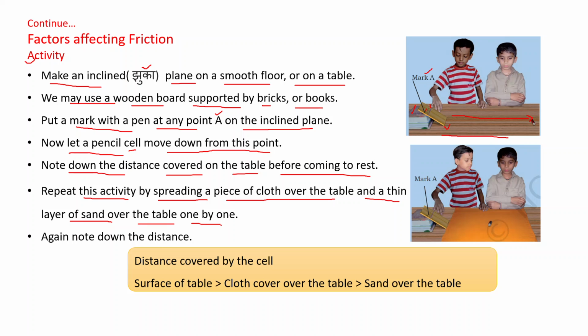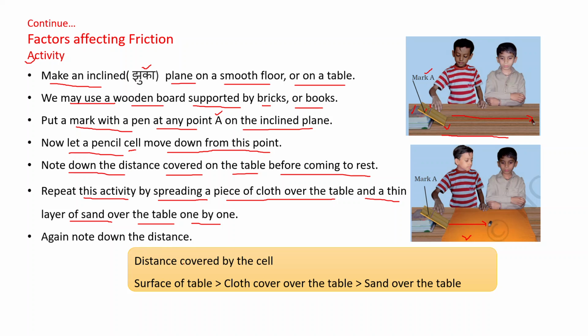It means we repeat the activity by placing the piece of cloth over the table like this. And again note down the distance from this to this. Okay. And then in the next part we replace this cloth and we will put a thin layer of sand. And again we'll note down the distance.